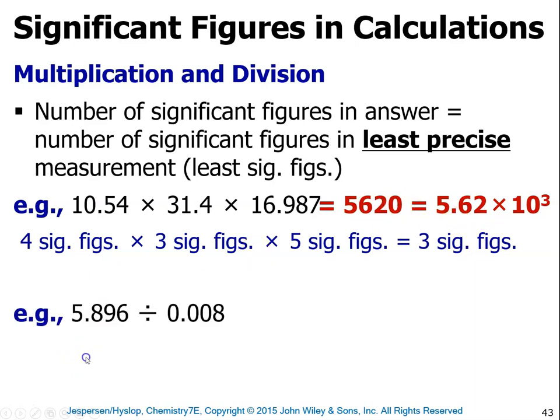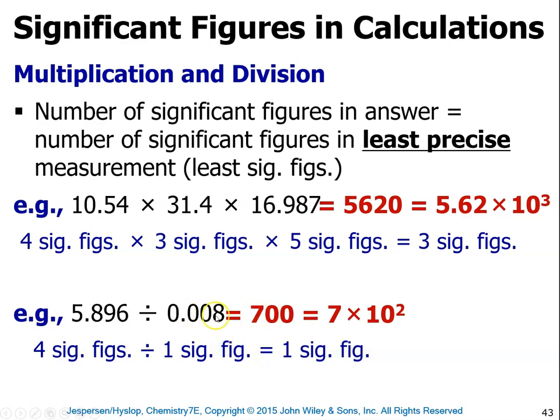Here's another example of division: 5.896 divided by 0.008. We have 4 significant figures here, and remember, if zeros are in front of the first nonzero digit after the decimal place, we don't count them. So this just counts as 1 significant figure. When we plug this in, we get 700. And if you want to use scientific notation, to make it simple and clear and easy to see that there's just 1 significant figure, that's how it would work.